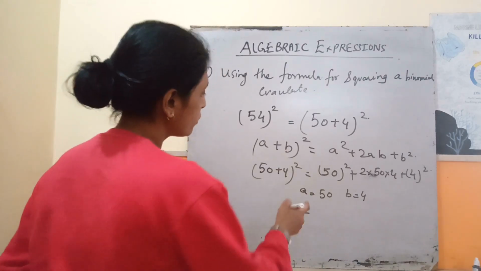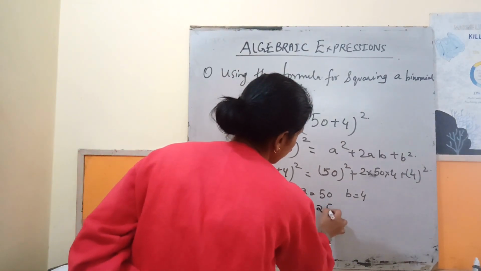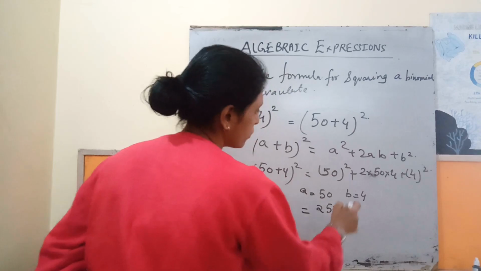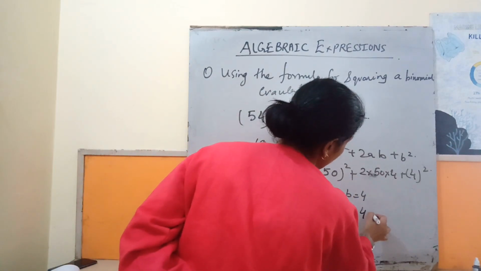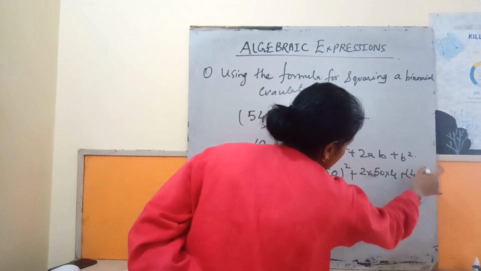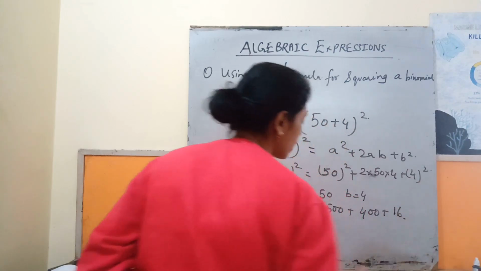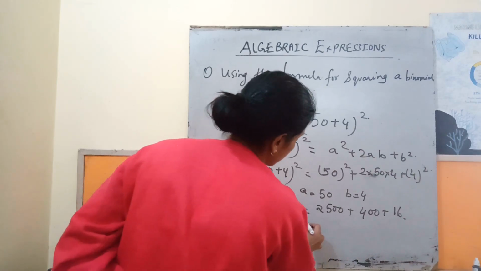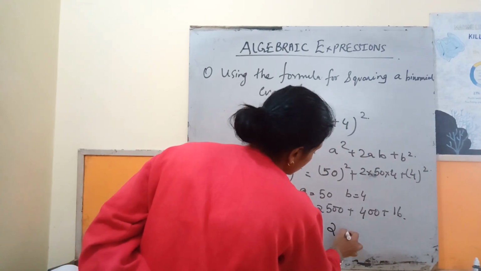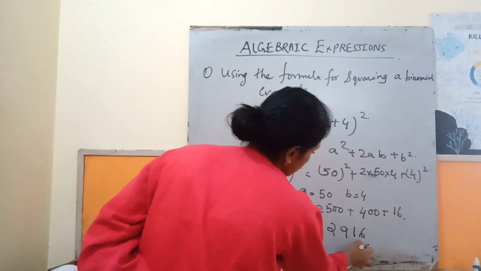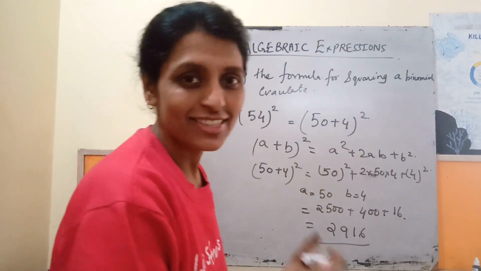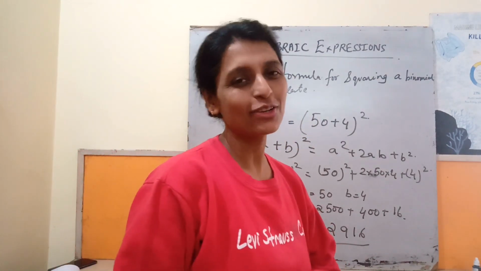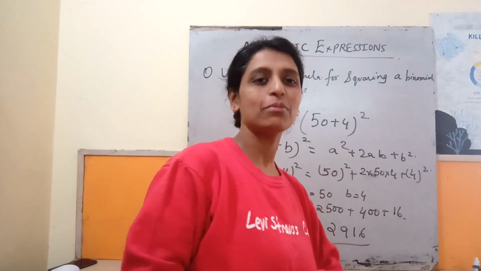What are we getting here? The square of 50 is 2500, plus 2 into 50 is 100, 100 into 4 is 400, plus the square of 4 is 16. Now when we add 2500 plus 400 plus 16, we get 2916. Isn't it that simple to evaluate the square of any number?